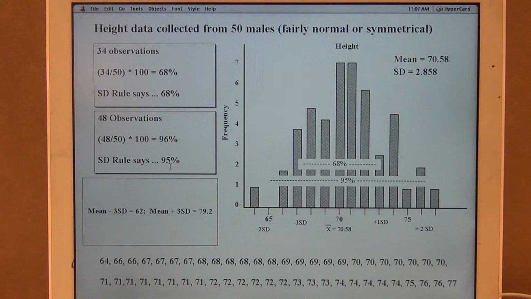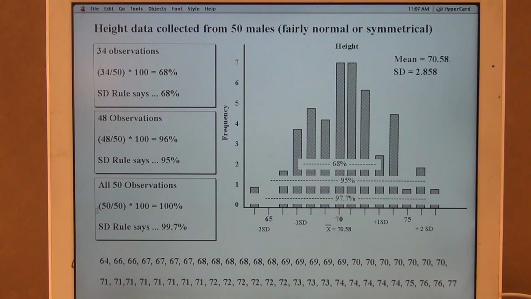So we're very, very close here, and all the observations fall between -3 and +3 standard deviations, and therefore 100% of the observations fall between -3 and +3 standard deviations, and the standard deviation rule says about 99.7% should fall there. So you can see that this rule applies very, very well to this distribution, even though it's not perfectly symmetrical. So that's the significance of the standard deviation.